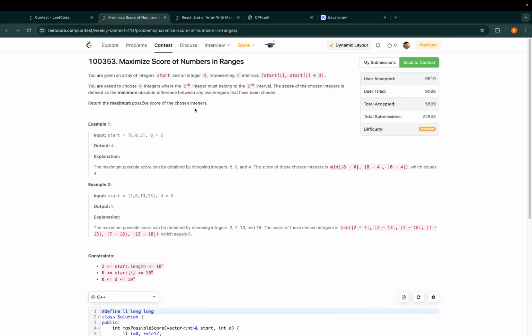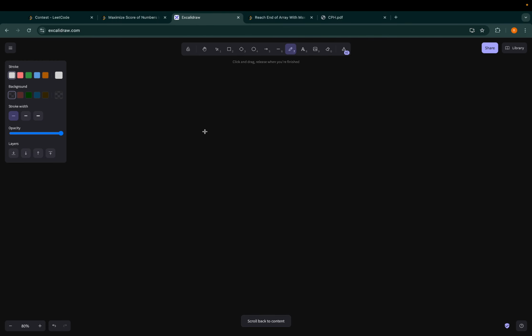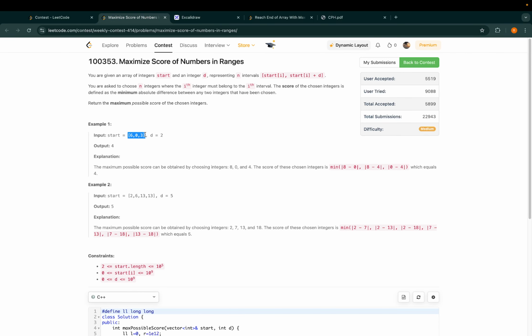So, to explain the problem, we are given an array of numbers and we are given one integer. Each of these numbers represents one range. Let's say there's an integer x in the array, then it will represent the range x till x plus d, where d is the given integer. And now from each of these ranges you want to pick one integer, so you pick one integer from each of these ranges. So now you have a set of n integers.